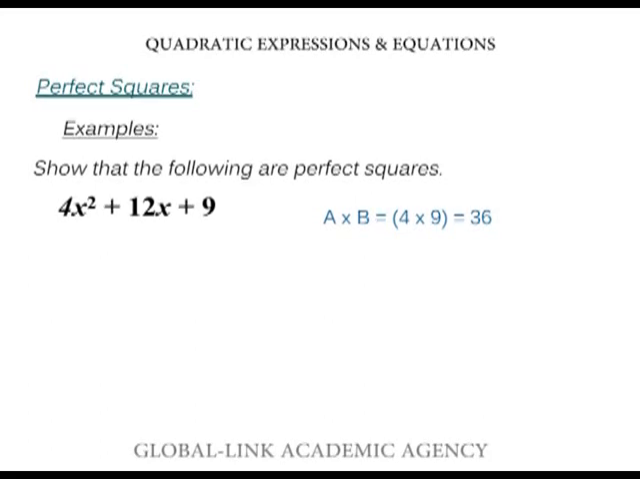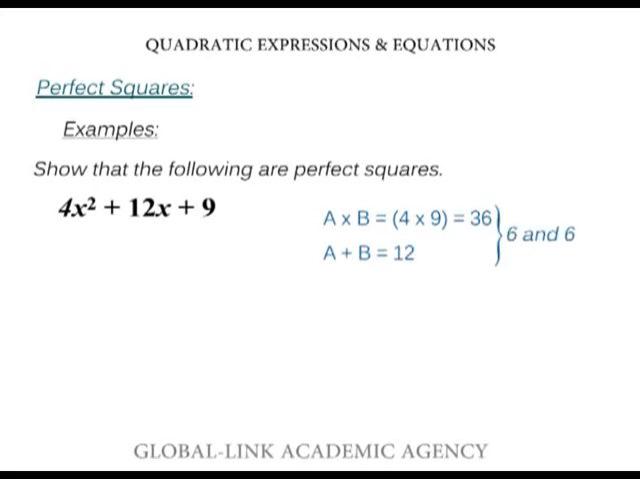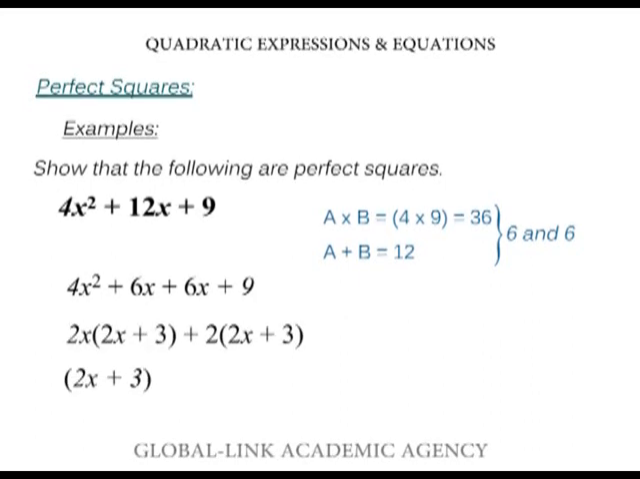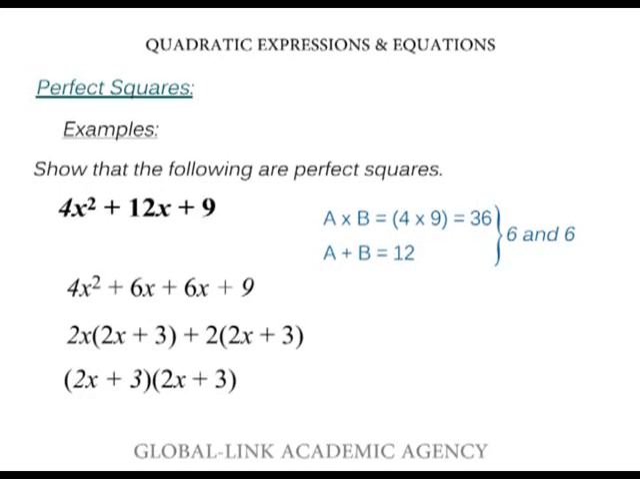A times b is 36, a plus b should be minus 12, and our numbers are minus 6 and minus 6. We substitute: 4x squared minus 6x minus 6x plus 9. Factorize, we have (2x minus 3) times (2x minus 3), and this can be replaced by (2x minus 3) squared, and therefore the expression 4x squared minus 12x plus 9 is a perfect square.